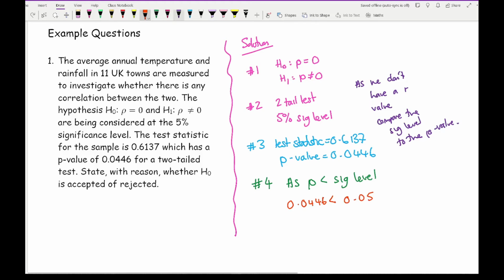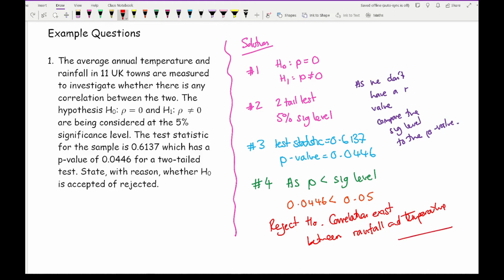So what does that therefore mean? Well, it means I need to reject H0, and then a correlation exists between rainfall and temperature, which kind of makes sense because you would think that rainfall will affect temperature, maybe not in the UK, but there you go. There is a formal link between the two, and that should be enough to get you the marks for this particular question.